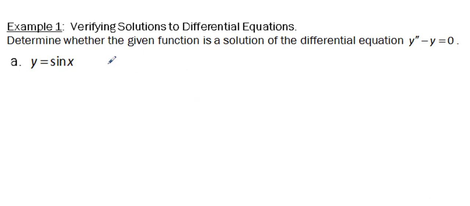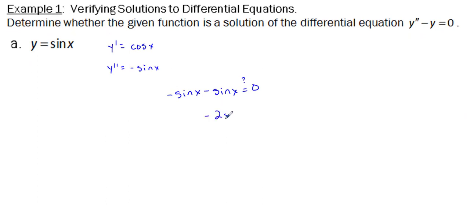So if y equals sine of x, y prime then is, and then y double prime would be, okay, so there's y double prime. I need to substitute it in here. So negative sine of x minus, what is y? Oh, they gave us that. Equals, and we're checking to see if it equals 0, right? Oh, what is that? Negative 2 sine x?